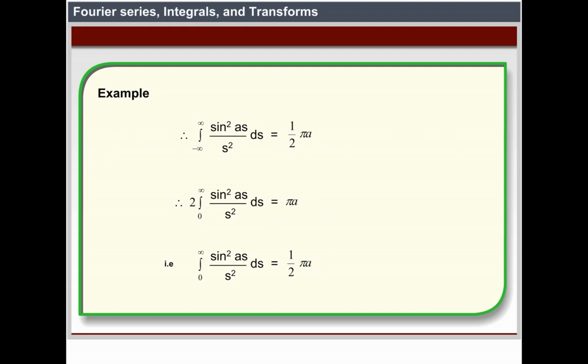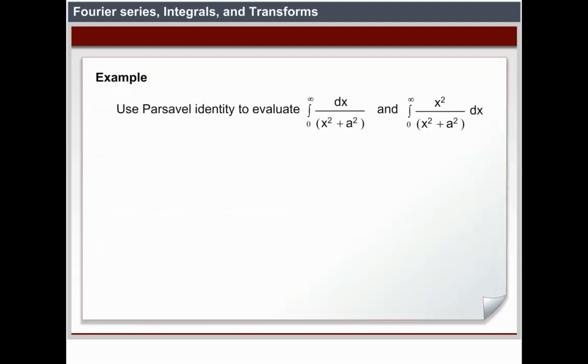Example: use Parseval identity to evaluate integral 0 to infinity dx by x square plus a square and integral 0 to infinity x square by x square plus a square into dx. Solution: let f of x equal to e power minus ax, then capital Fc of s equal to a divided by a square plus s square.